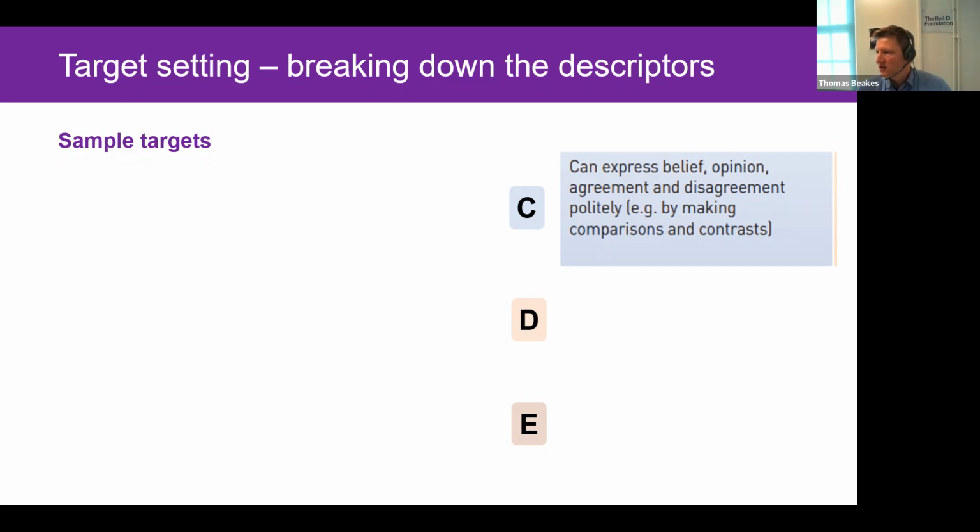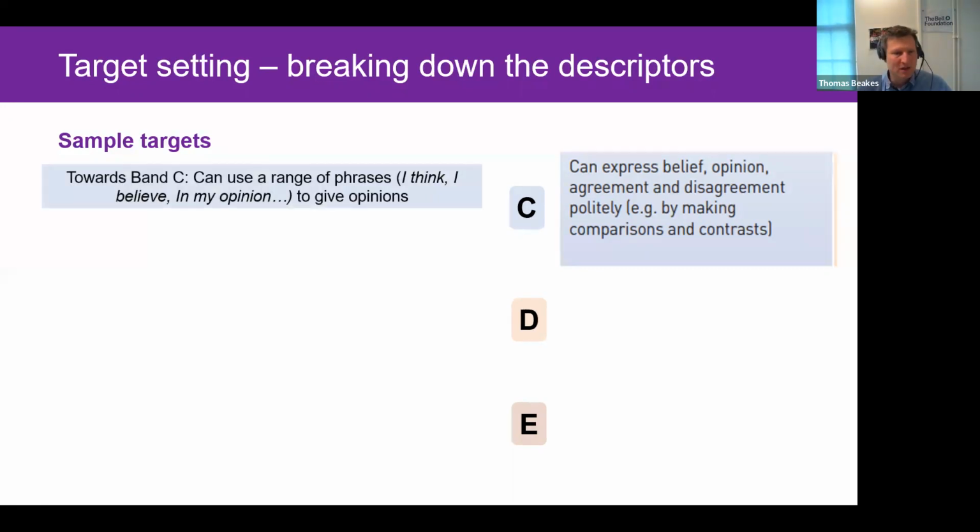It's okay to set targets that are really specific, I think is the first thing to say, especially for the most proficient learners, because you will find that often they can fulfill most of the criteria in a descriptor, but they might just be struggling with one particular aspect of it. Perhaps they overuse a particular phrase and they need to expand their vocabulary. So let's look at C, where the descriptor is can express belief, opinion, agreement, and disagreement politely, for example, by making comparisons and contrasts.